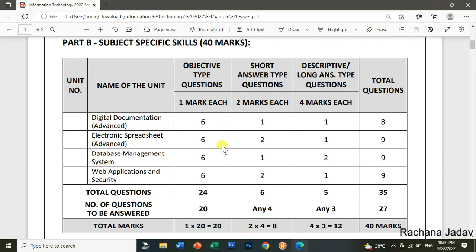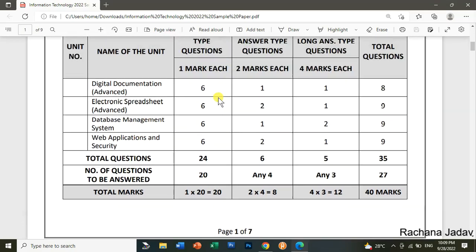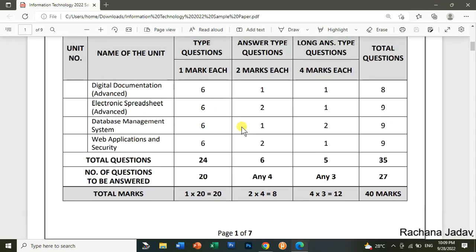So in that, objective type 1 mark is 6, then short answer type that will be 2. So 2 questions of 2 marks and a 4 mark. Then descriptive long answer, for that also 4 mark each, है तो उसमें एक question आपको आएगा, and totally there are 9 questions. Then DBMS, database management system, 6. Objective type, in that 6 questions will be there. Short answers 1 question and long answer 2 questions. So totally 9 questions होंगे. Web application and security, in that objective 6. Then short answers, in that 2 questions and long answer 1 question, and total there are 9 questions for it.